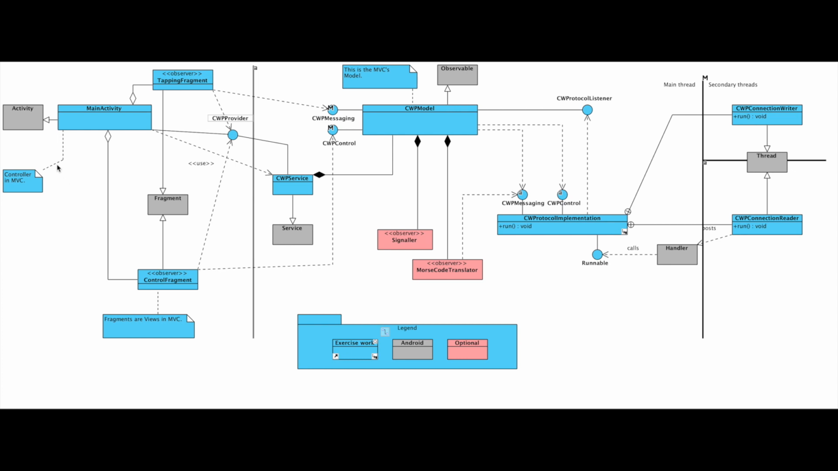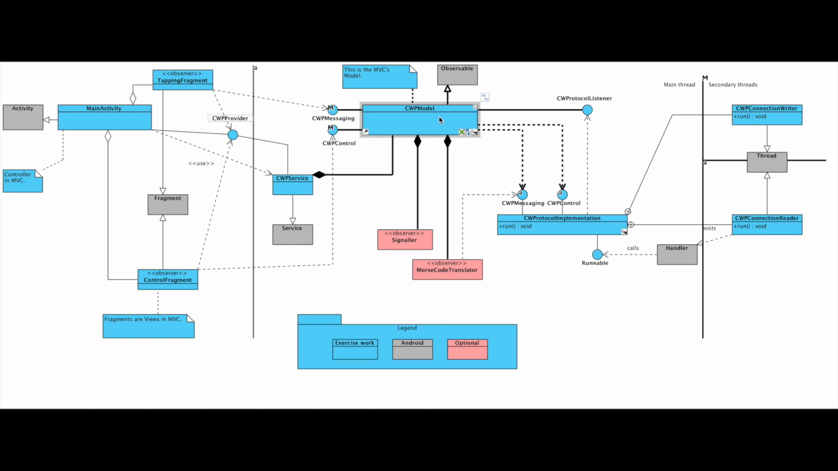Let's start from the left side. Your application will contain a main activity and 2 fragments, a control fragment and a tapping fragment. Activity acts as a controller. The application has this model view controller architecture. Activity is the controller there. These fragments are the views and model is here. So if you don't know model view controller architecture, I recommend that you read an article about it.